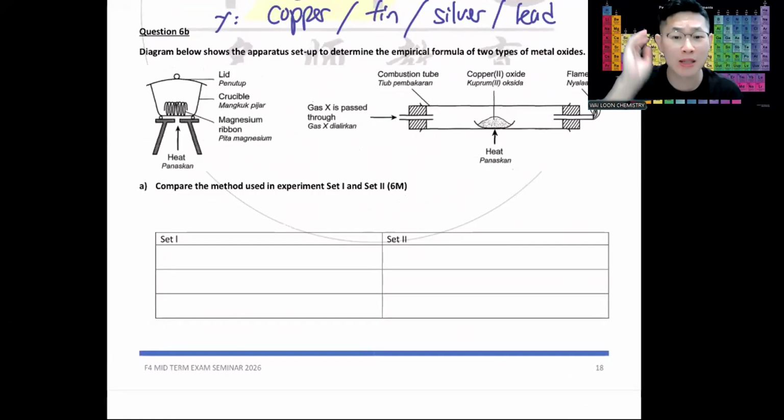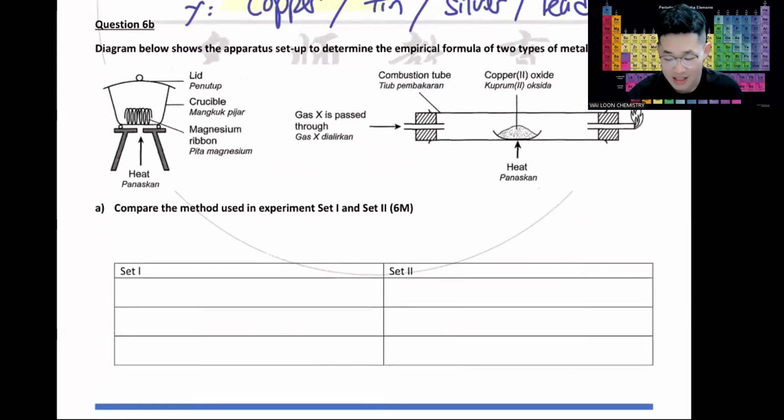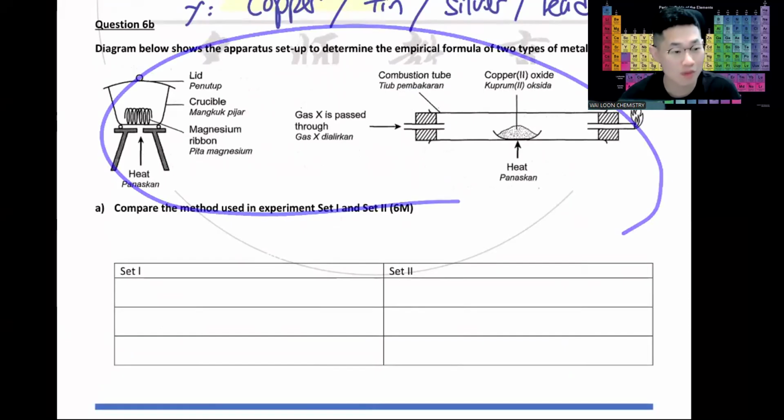Weak means the metal is very weak, no reaction. When you hit it, nothing happens. Like iron, stainless steel, you hit it, they just become hot. They will never burn. That is called weak. Okay, right, guys, here we have two sets of experiment.